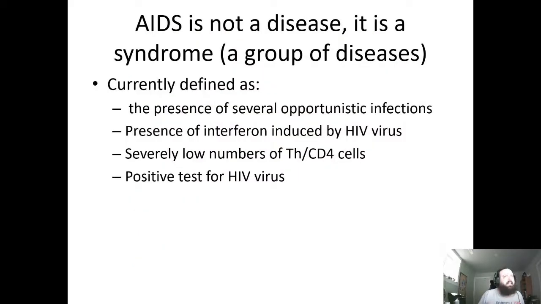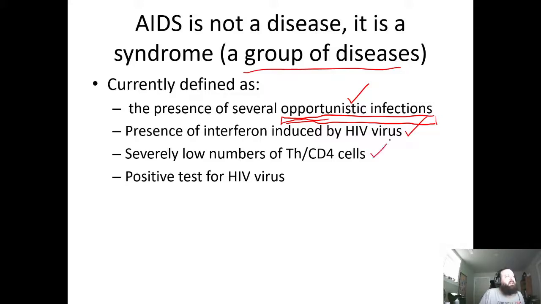And I just want to emphasize that AIDS is not a disease. It is a syndrome, in other words, a group of diseases that is currently defined as the presence of several opportunistic infections. So again, these are things that don't make healthy people sick, but seem to make people with end-stage HIV/AIDS sick. We also need to see in the blood of the people with this syndrome the presence of interferon induced by the HIV virus. That will mean more to us in a bit.